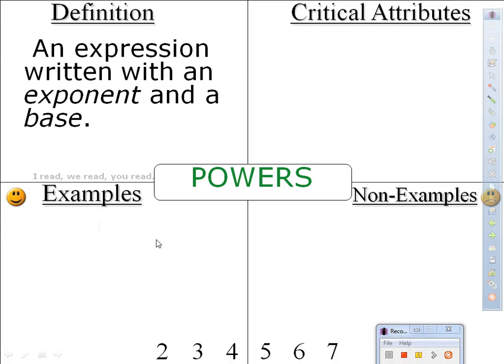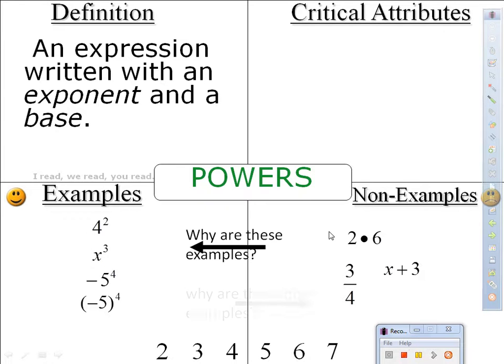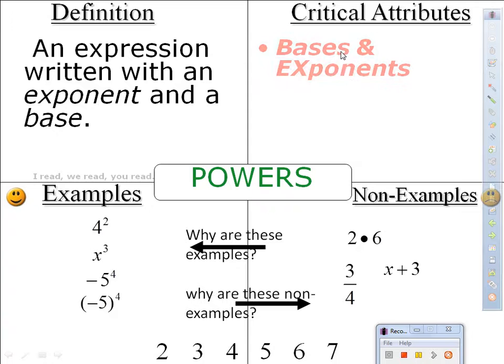Examples. Does it have a base and an exponent? Yes. That one. Yes. That one. Yes. How about these? No. That's why they're non-examples. So what is the most important thing to remember that powers have? Exponents and bases. Are we there? Yes. But you're saying, Mr. Q, don't we already know this? Yes, because I introduced them like this.